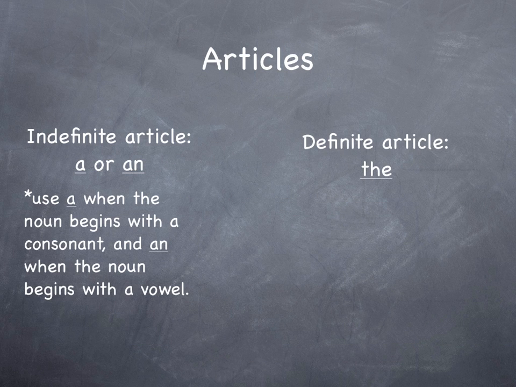So now we're going to go back to articles. An indefinite article is a or an. We use a when the noun begins with a consonant and an when the noun begins with a vowel. The definite article is the.